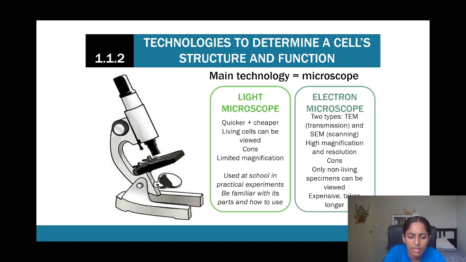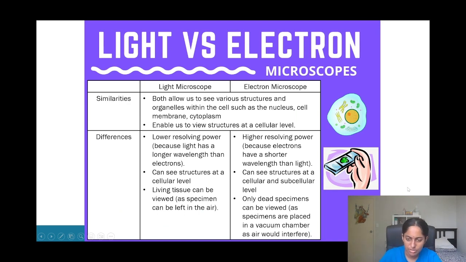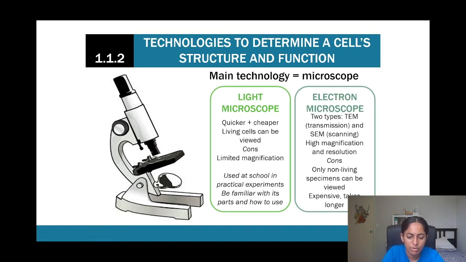So another thing to also note is that in light microscopes you can use living cells, whereas in electron microscopes it's non-living. So unfortunately, you do have to use specimens that are no longer alive, which is really sad. So I guess that's also an ethical reason as to which microscope you would be preferring.